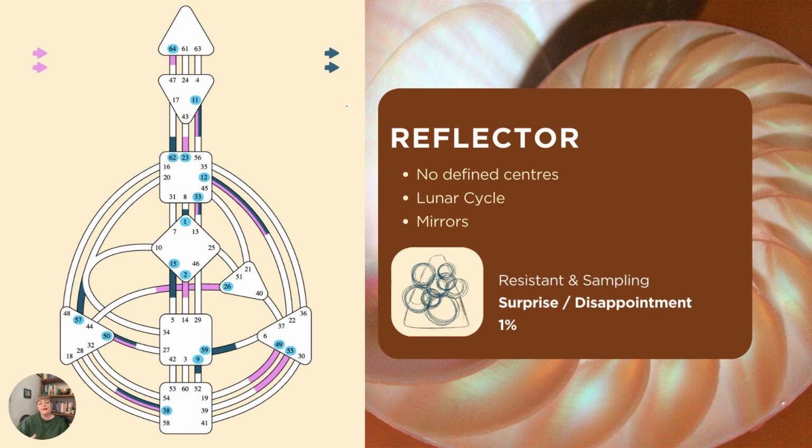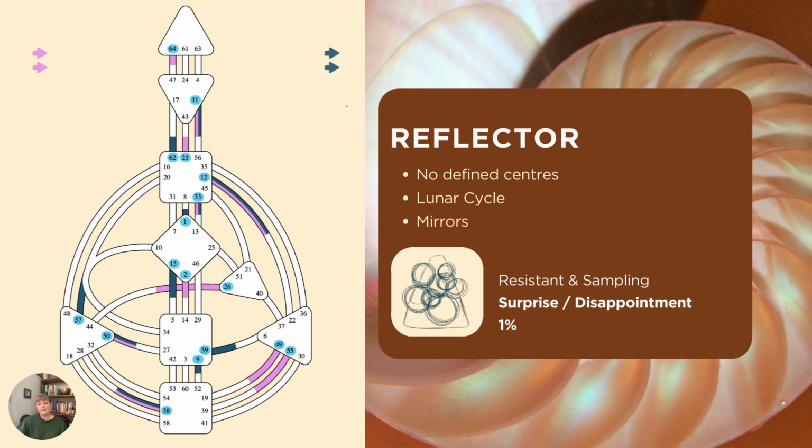And the reflector is the last auric type we have here. They have no defined centers, so they have no channels connecting. They operate by the lunar cycle, so they're waiting for 28 days before they're making decisions. And they're really mirroring the people around them, reflecting very openly the state or the status of the community around them. Again, resisting and sampling in that aura.